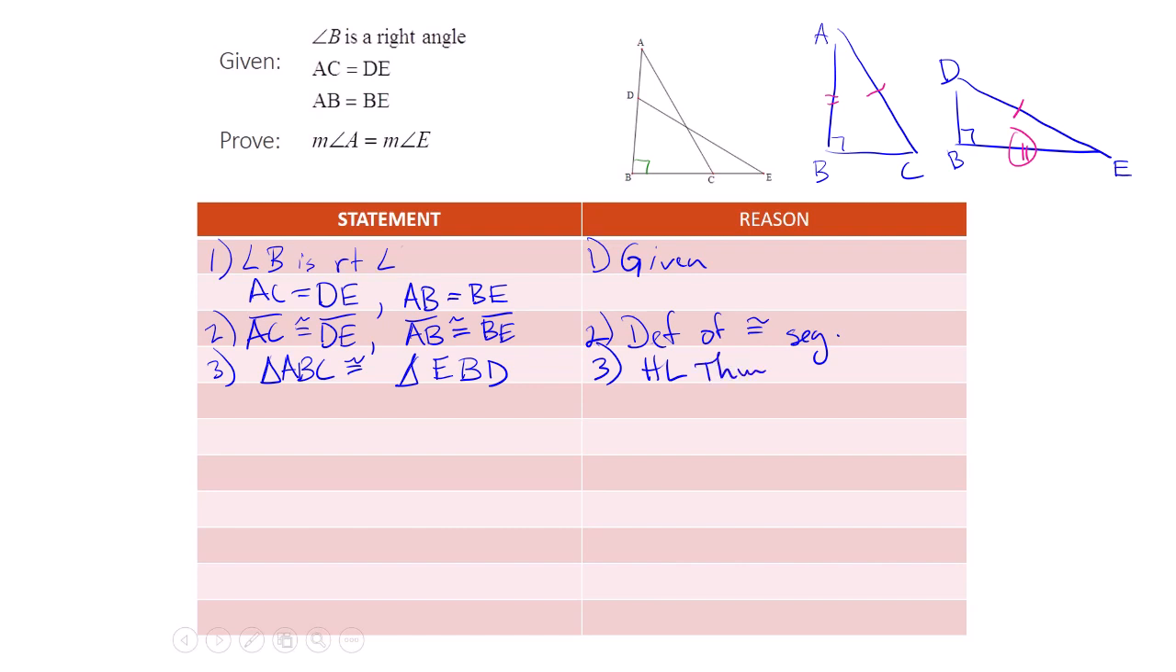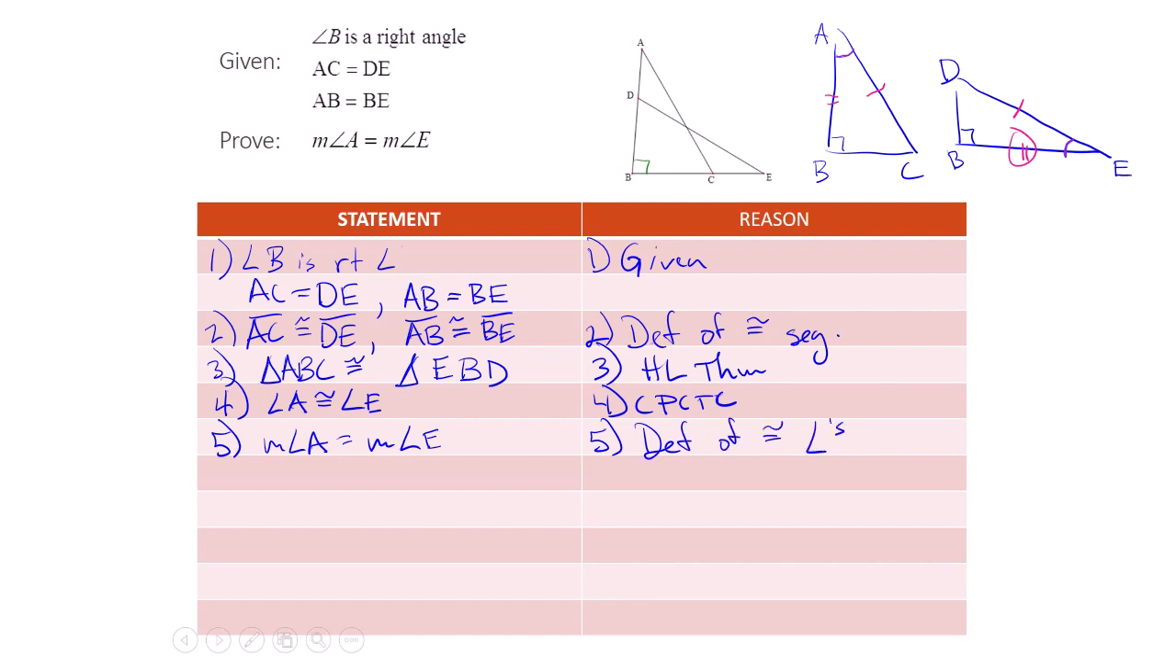All right, and once we say that those are congruent, now we can say that any of their corresponding parts are congruent. So we can say, hey, well, angle E must be congruent with angle A because those are corresponding. And that's almost what we're trying to prove, right? Angle A is congruent with angle E, CPCTC. And then now we can say, hey, well, if they're congruent, that means the measures must be equal by definition of congruent angles. All right, and there we go.